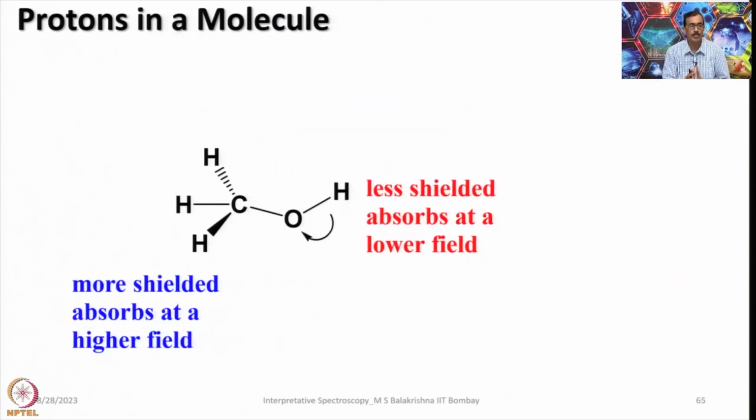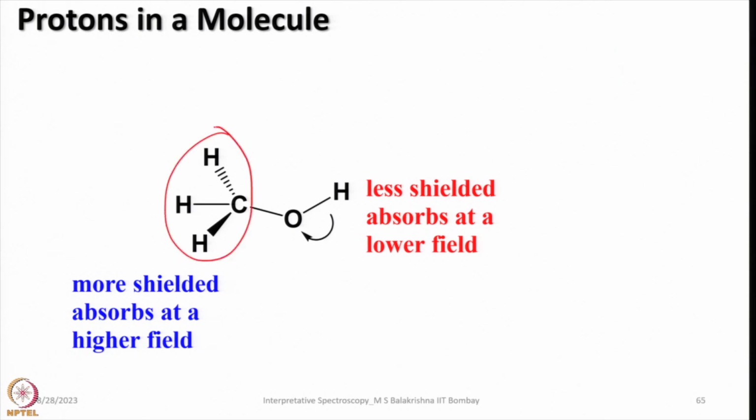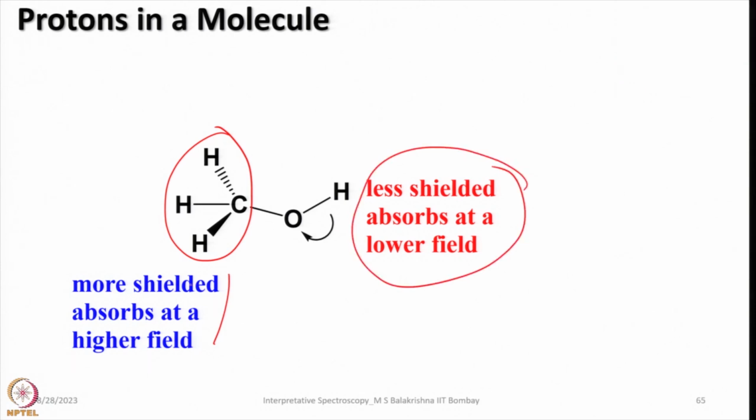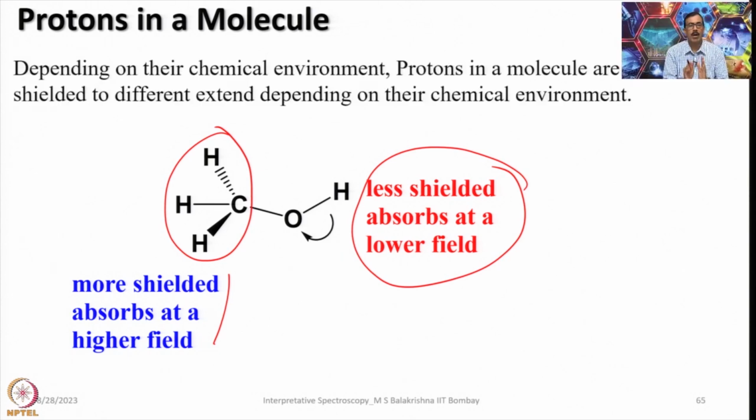So let us look into a simple molecule and look into 1H NMR. I have given here methanol. In methanol, I would say these are more shielded, absorbing at a higher field, and here less shielded, absorbing at a lower field. Why they absorb at lower or higher field can be seen here. Depending on their chemical environment, protons in a molecule are shielded to different extents.